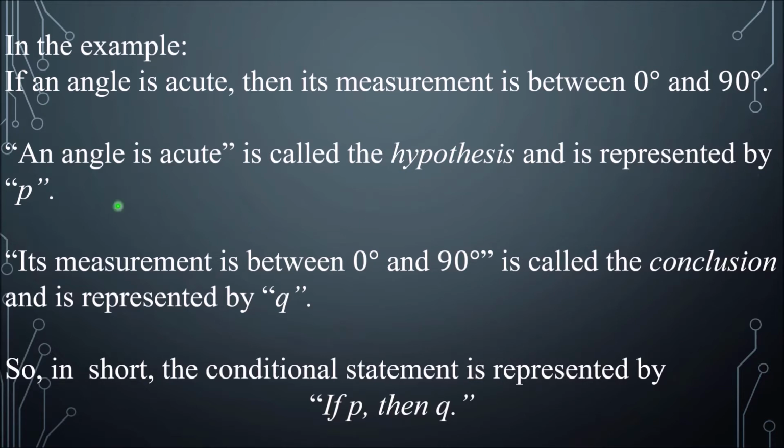And is represented by P. Its measurement is between 0 degree and 90 degrees is called the conclusion. So this part here is called the conclusion, which is represented by Q. So in short, the conditional statement is represented by if P then Q symbol.